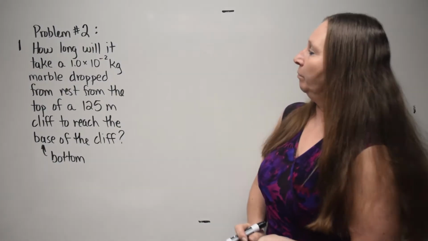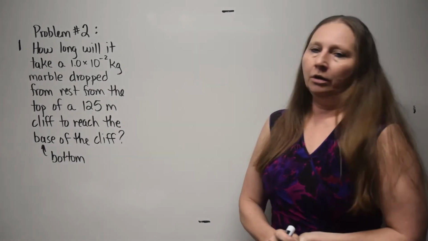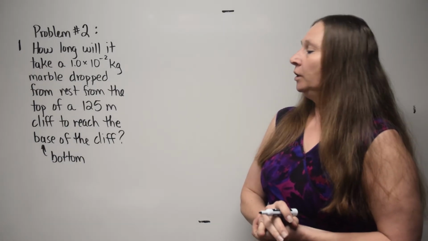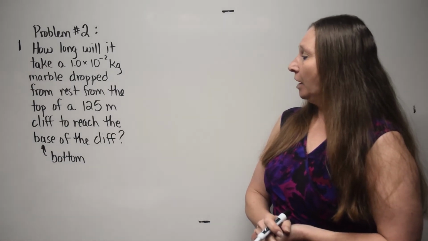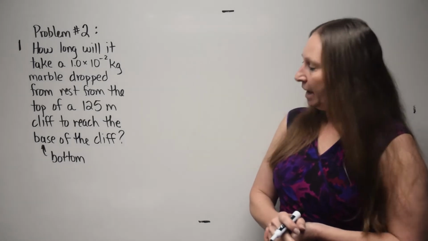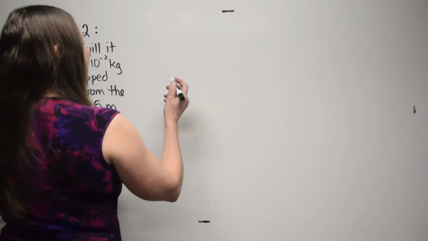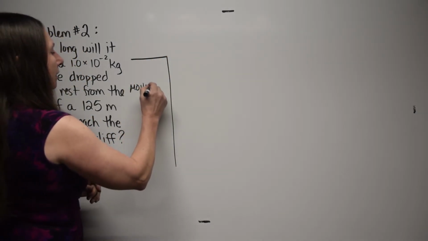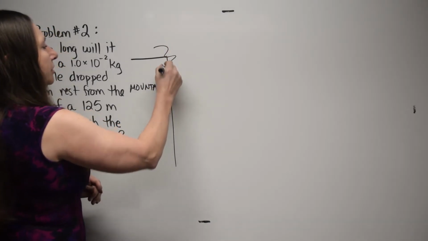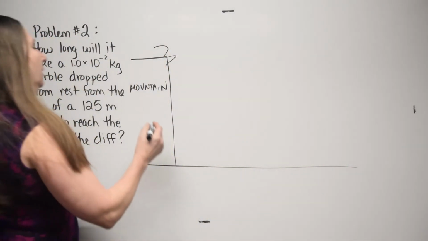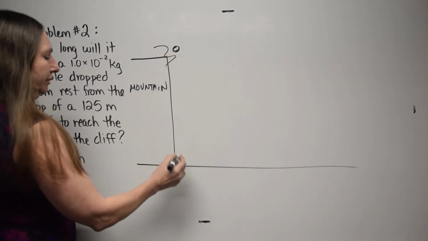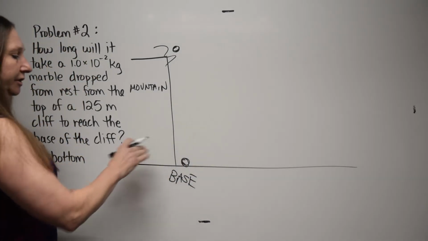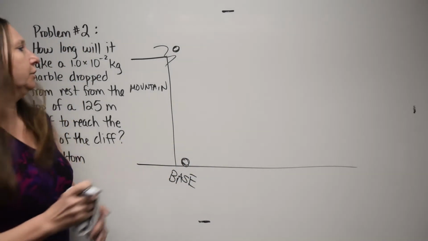Free fall problem number 2. How long will it take a 1 times 10 to the negative 2 kilogram marble, dropped from rest from the top of a 125 meter cliff, to reach the base of the cliff? Now, the base of a cliff is the bottom of the cliff. If this is a cliff, in other words a mountain, here's the bottom, this is the top of the cliff, and this is the base of the cliff right here. The bottom close to the cliff is the base. Just want you to know what that means.